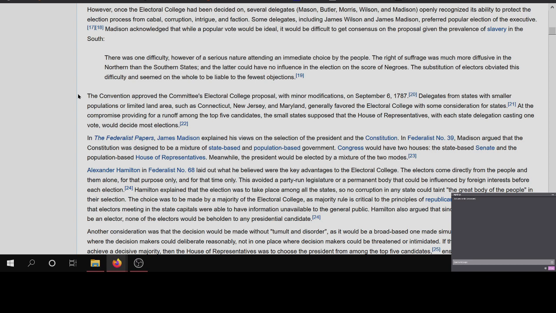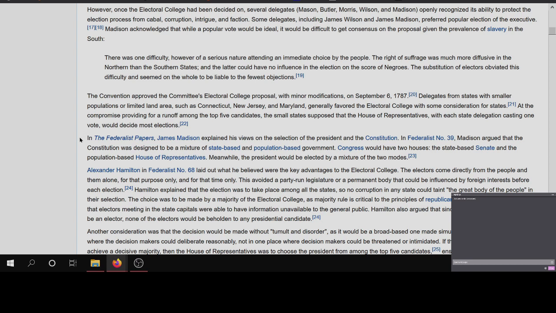Delegates from states with smaller populations or limited land area, such as Connecticut, New Jersey, and Maryland, generally favored the Electoral College with some consideration for states at the compromise providing for a runoff among the top 5 candidates. The small states supposed that the House of Representatives, with each state delegation casting one vote, would decide most elections.